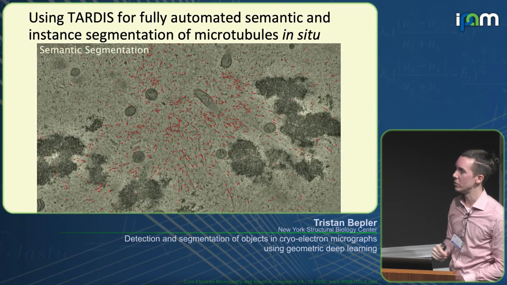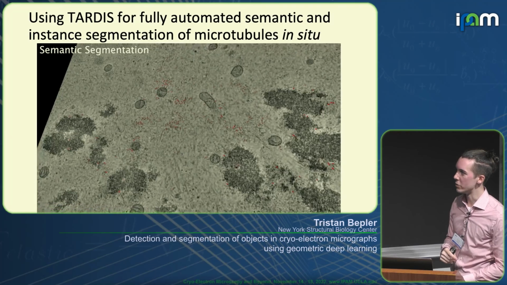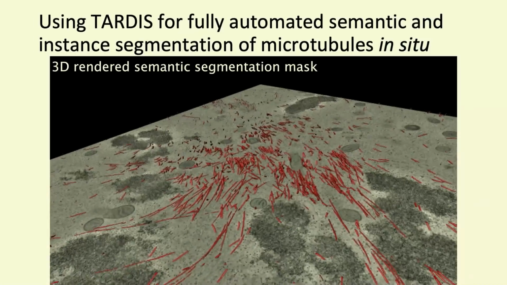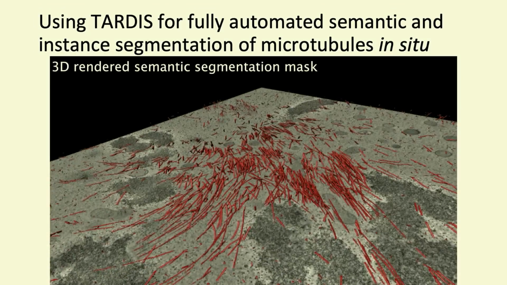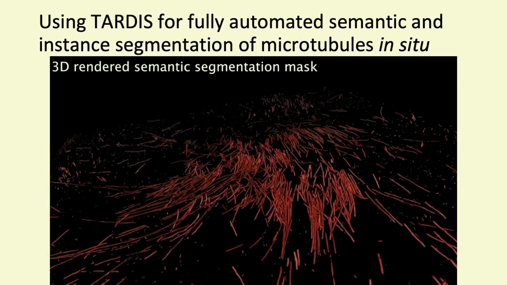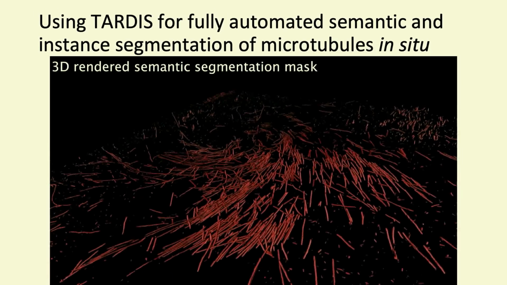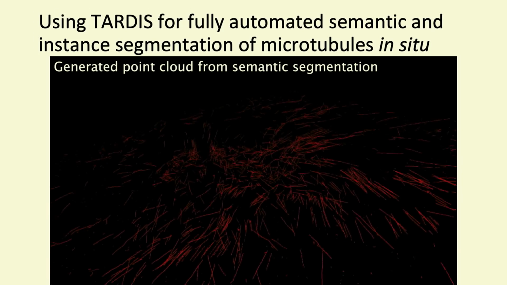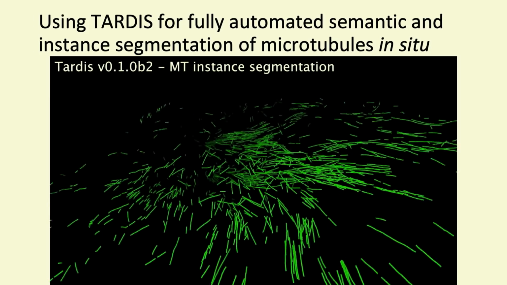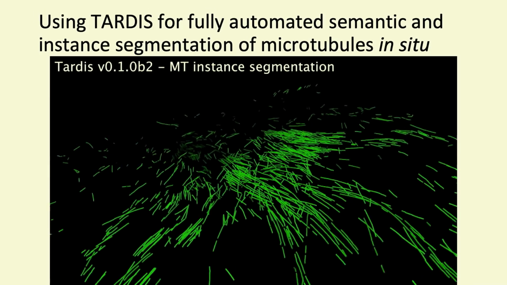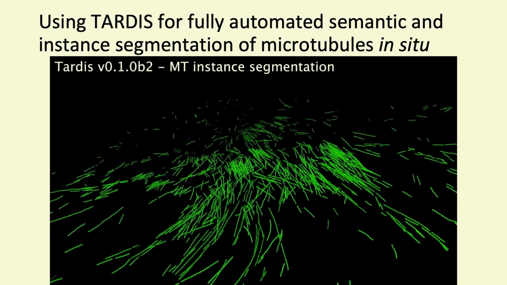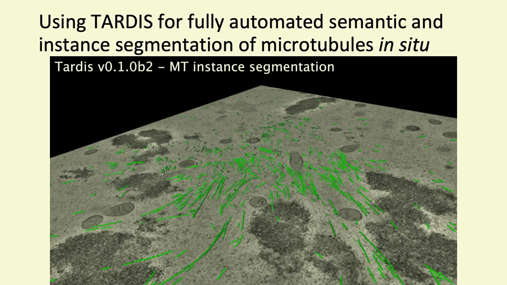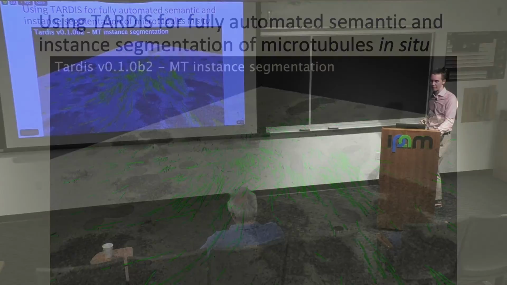Step one is to do this semantic segmentation. You can see here, as this tilts a little bit, that the semantic segmentation network is quite good, but it definitely has some false positives in some places around the edges, and there will be breaks in this network. So we then convert this to a point cloud and run the instance segmentation model, which removes a lot of those false positives and is able to bridge some of those gaps, so that we end up with a nice instance segmentation of all of the microtubules in this tomogram.